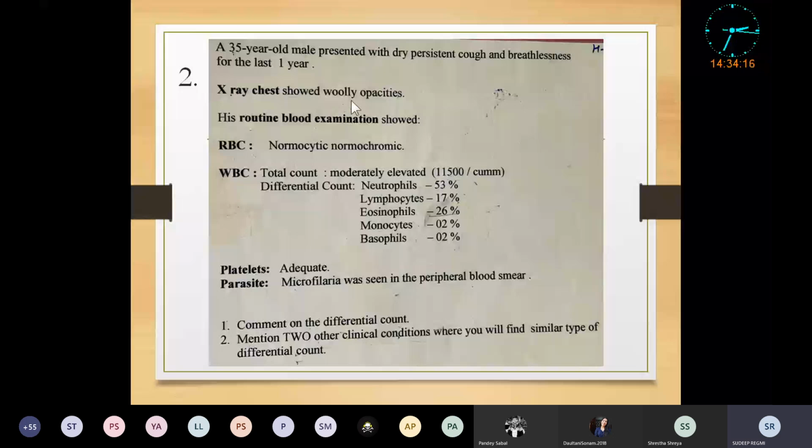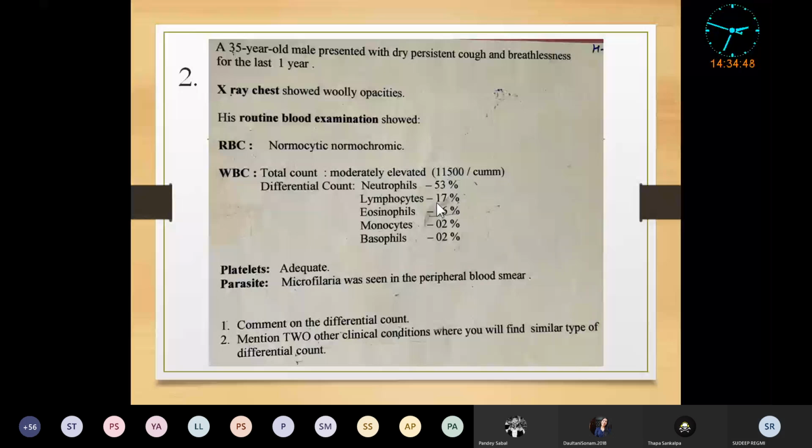And his routine blood examination showed RBCs. This is the peripheral smear, okay, and normocytic normochromic RBCs with moderately elevated total count, where 11,000 is the upper limit of the normal count, but here it is 11,500 per cubic millimeter. And in differential count, the rest are almost normal, where eosinophil is increased.